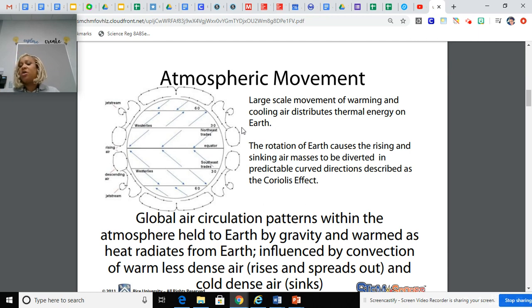The rotation of Earth causes the rising and sinking of those air masses to be diverted in predictable curved directions, described as the Coriolis effect. And in the Coriolis effect, if you remember, that is when you have what is more like perpendicular, okay, using that math word. You have something that's almost like a mirror image.